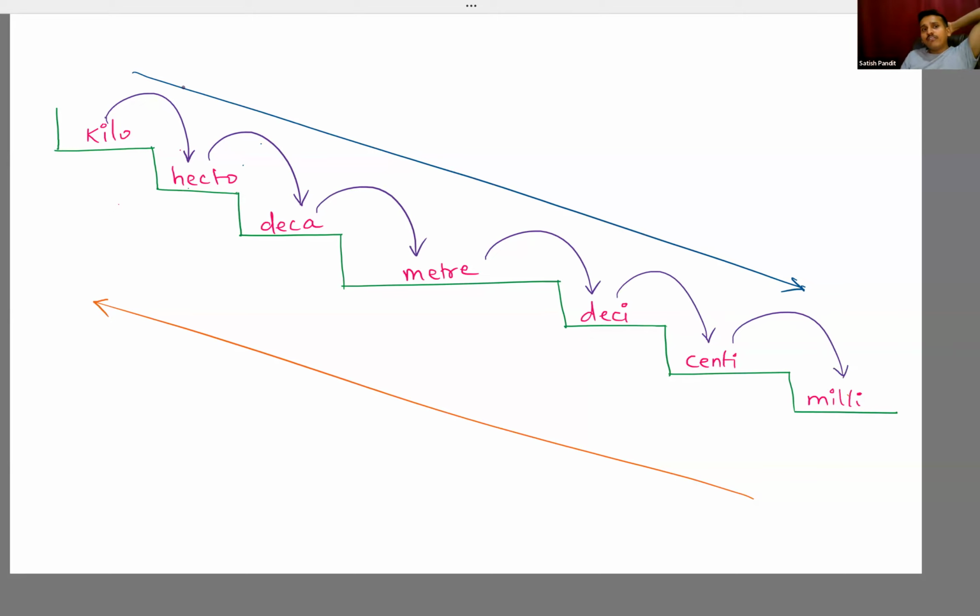Now, whenever we are going each step down, we have to multiply it by 10. Every step you go down, you have to multiply by 10. You have to remember this. Whenever we go each step down, we have to multiply by 10.